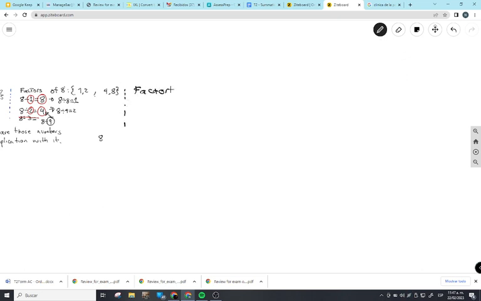Factors of 25. Okay, let me create this. So let's start with the 1. 25 divided by 1 is 25. So you know, sorry for those awful brackets, that the 1 and the 25 are factors of 25.